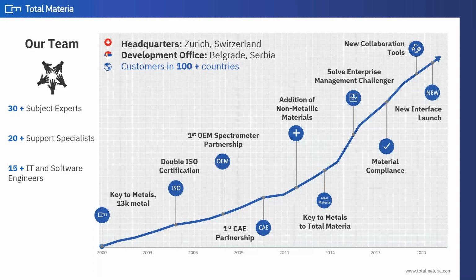We started as Kita Metals back in 1999 with 13,000 metals in our materials database. And throughout the years, as you see, we added different ISO certifications, partnerships, even added non-metallic materials, an enterprise management solution, compliance, and we actually came out with a new interface just last year.